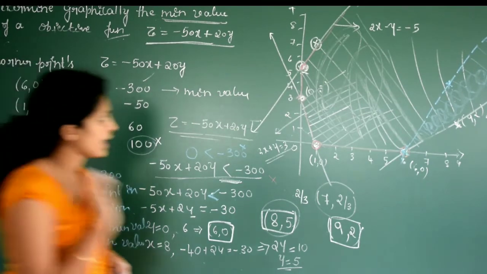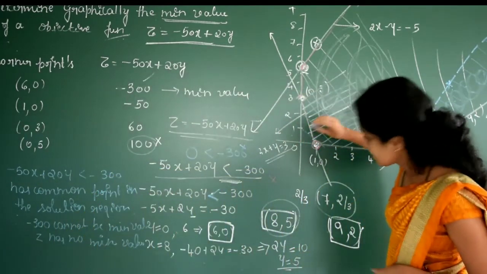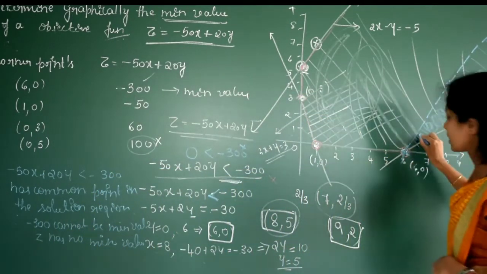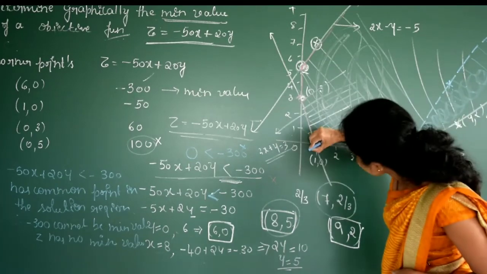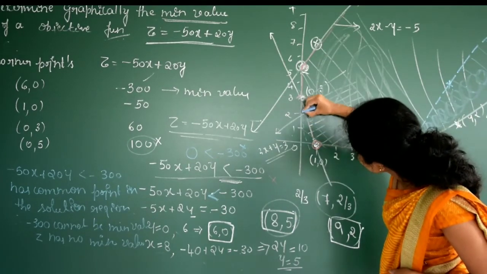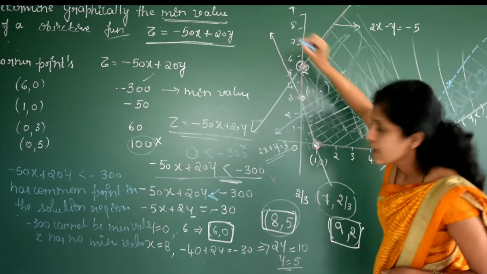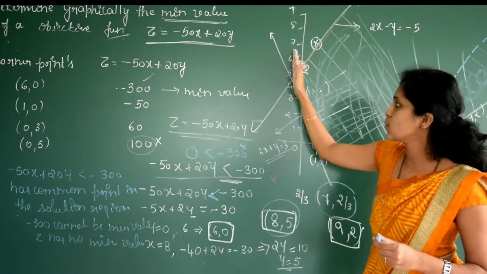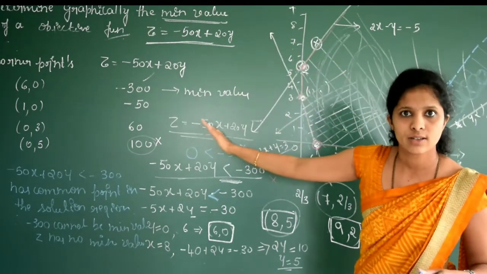Suppose the line passes through like this. Let me consider, actually, this is the line. Now if a line passes through like this, let us consider this is a line. Now we can observe this. We will consider the solution region for this one will be downward.